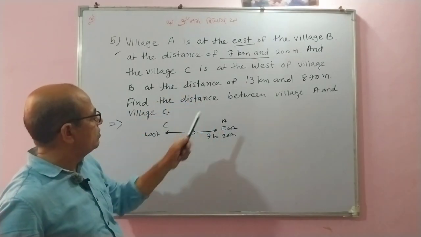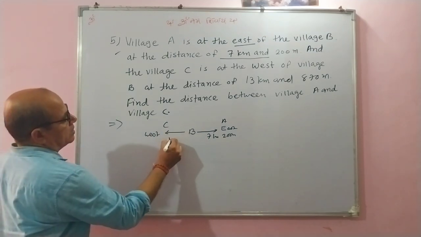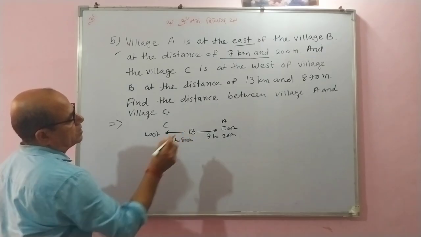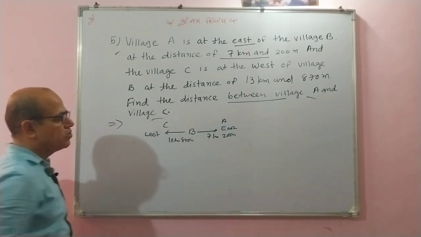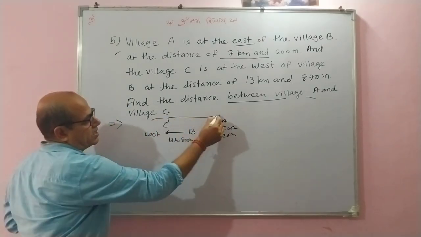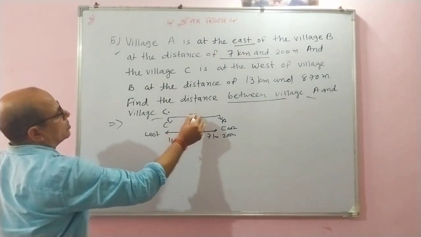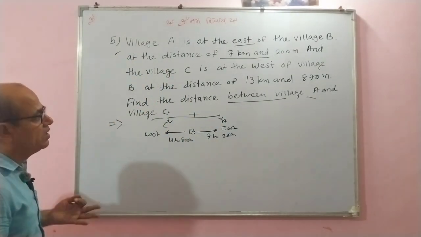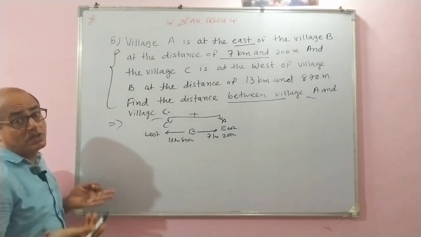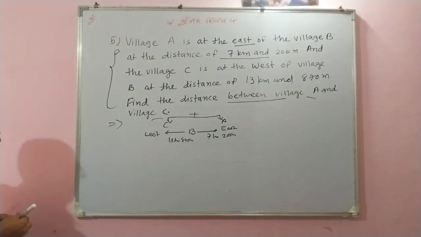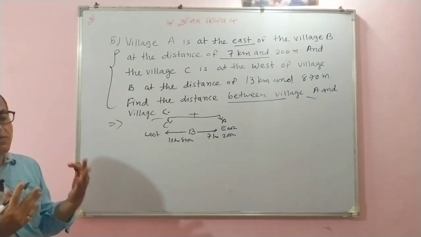Now village C is at the west of village B and the distance is 13 kilometer and 870 meter. Now what does the question say? Find the distance between village A and C. Now you can directly understand that what you have to do is only addition. The question looks different, and you may imagine what should and should not be done, but if you go by the drawing, then it's very simple.